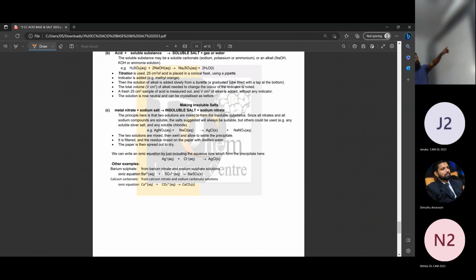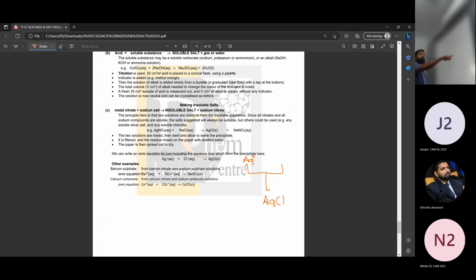Making insoluble salt. Let's say you are producing silver chloride. Silver chloride. Silver chloride. What do you do? Break it into the two ions. What are the two ions?